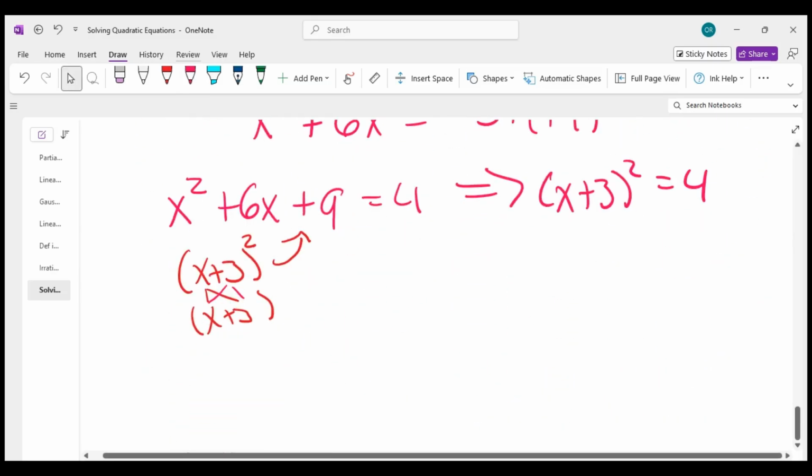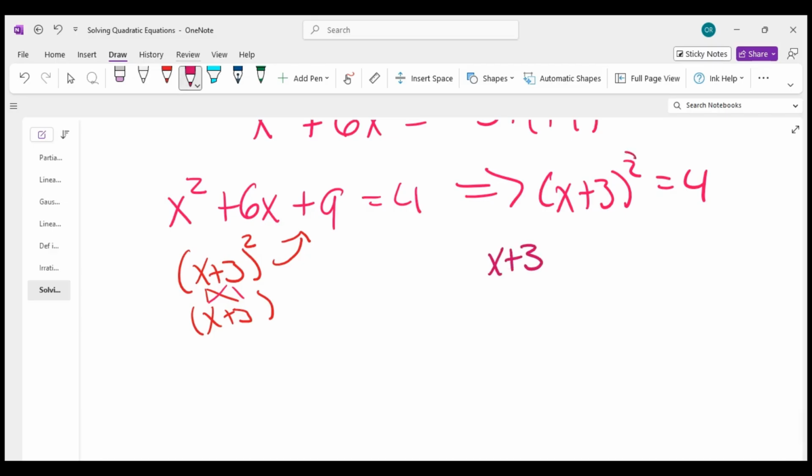Now we just have to solve. And how we solve is kind of like our quadratic formula, right? So we're going to have x plus 3. And again, since this is squared, we have to square root both sides. So now what we have is x plus 3 equals plus or minus 2.